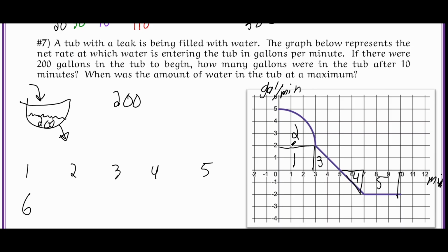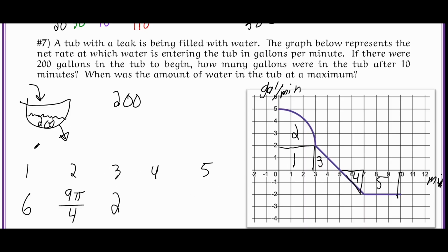The radius is 1, 2, 3. So the total area of the circle will be 9 pi, but it's a quarter of a circle, so it's only 9 pi over 4. Area number 3 is 2 by 2. So 2 times 2 is 4, divided by 2 is 2.